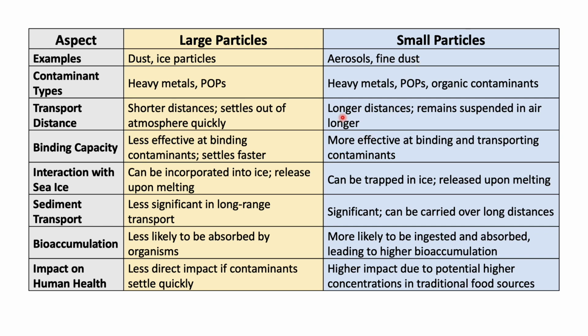Whereas the small particles are very small, so they travel longer distances and remain suspended in the air for a longer time. If you look at the binding capacity, the larger particles are less effective at binding contaminants and settle faster, because they don't stay in the air for a longer time. Whereas the small particles are very effective at binding because they stay in the air longer and also transport contaminants to a larger distance. When we look at the interaction with ice, the larger particles can be incorporated into ice and released upon melting, whereas the small particles are trapped inside the ice and also are released when the ice melts.